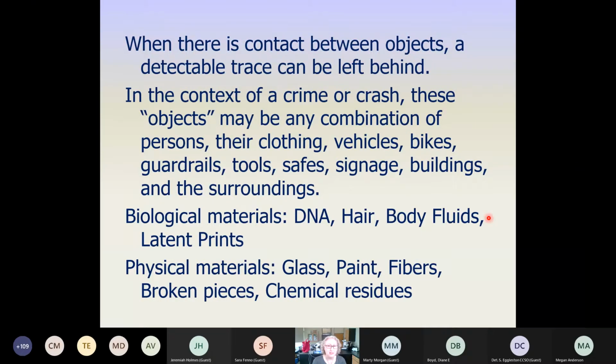And some materials we give special, specific names, like DNA. So DNA would be a trace material that is left behind when contact is made. And so with body fluids or latent prints, things like loose hairs and so forth. So we're going to think of trace materials today as specific physical materials, but in the concept of, hey, things touched and they left some trace between them, it could be biological or physical.